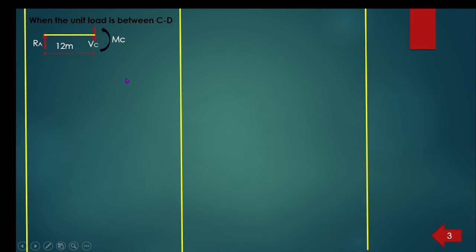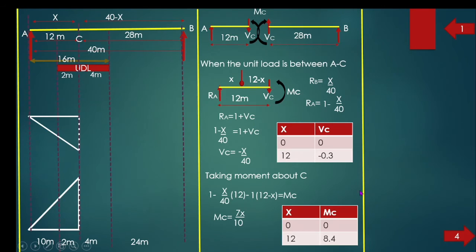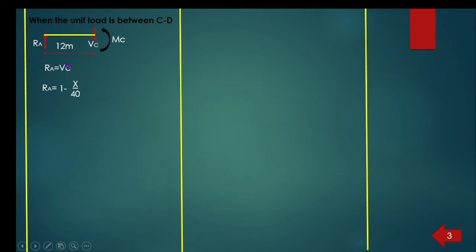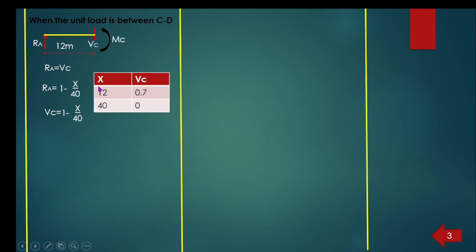It has passed C. Then we say that the summation of the vertical forces is equal to zero, or the upward force equals the downward force. For this case, reaction at A is the only upward force, and force at C is the only downward force. So these forces are equal. From the previous slide, we have seen that reaction at A is equal to 1 minus X over 40, so we can equate our force at C to be 1 minus X over 40. Basically now, to get the ordinate at any point between C and D, we have to use this equation.